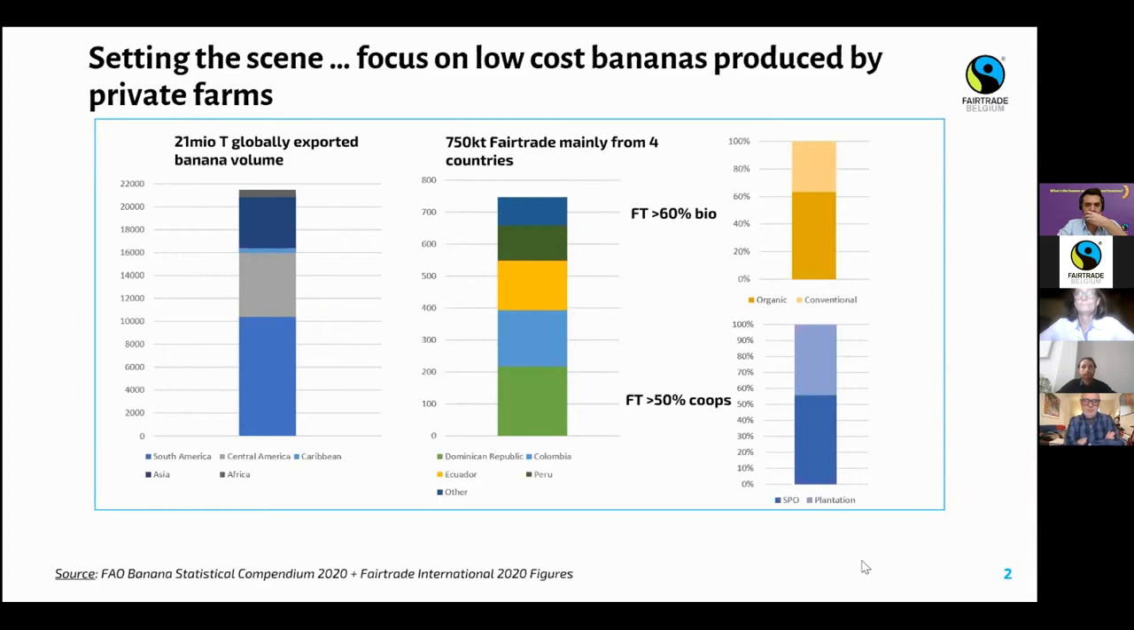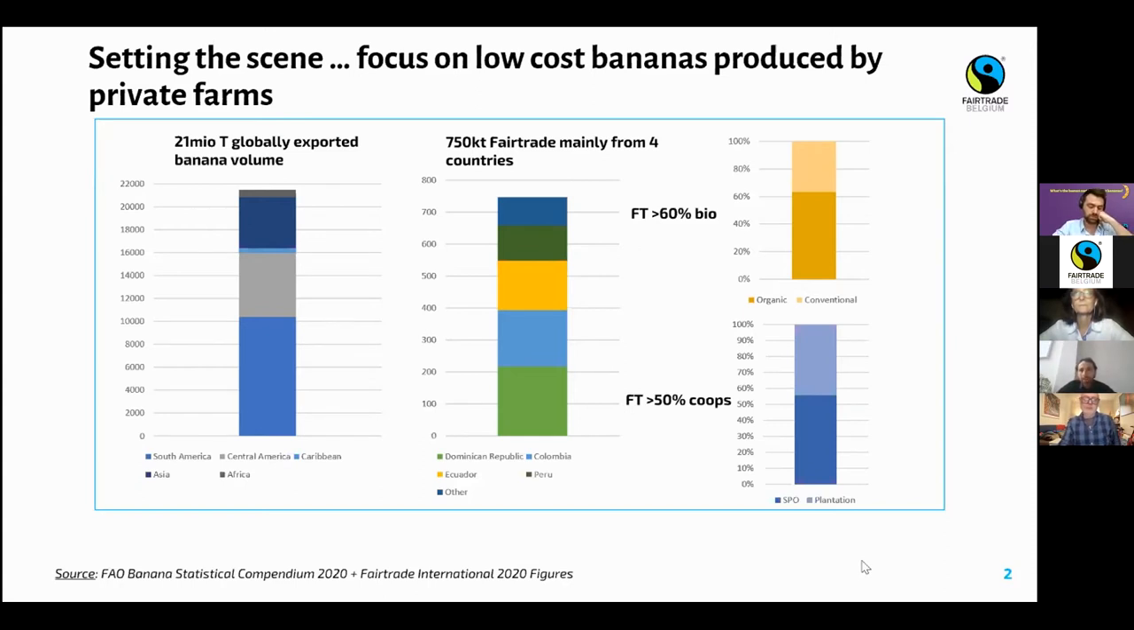But before starting, it's important to set the scene. When we look at some numbers, on the left you see a diagram showing the globally exported banana volume in the world, and it's about 21 million tons. We can see that almost 80% is coming from Central and South America. And if you add up the Philippines, you arrive at 90% of the globally exported or traded bananas.